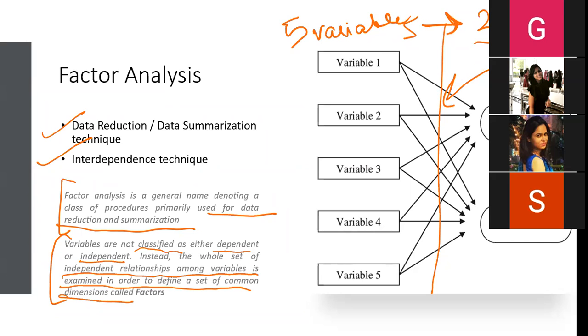It's difficult to handle, say, 100 variables. There is a law called the law of parsimony. If you have less data, you can analyze well. So that is the reason.